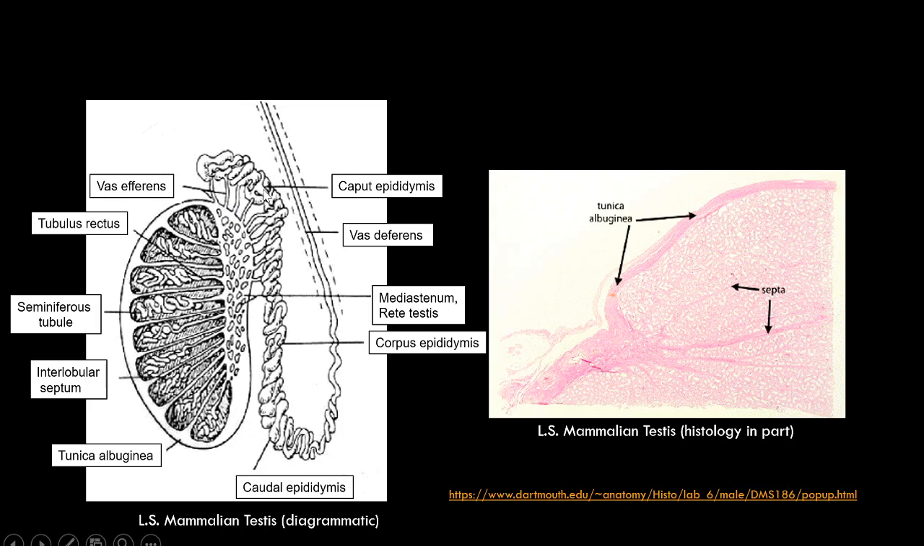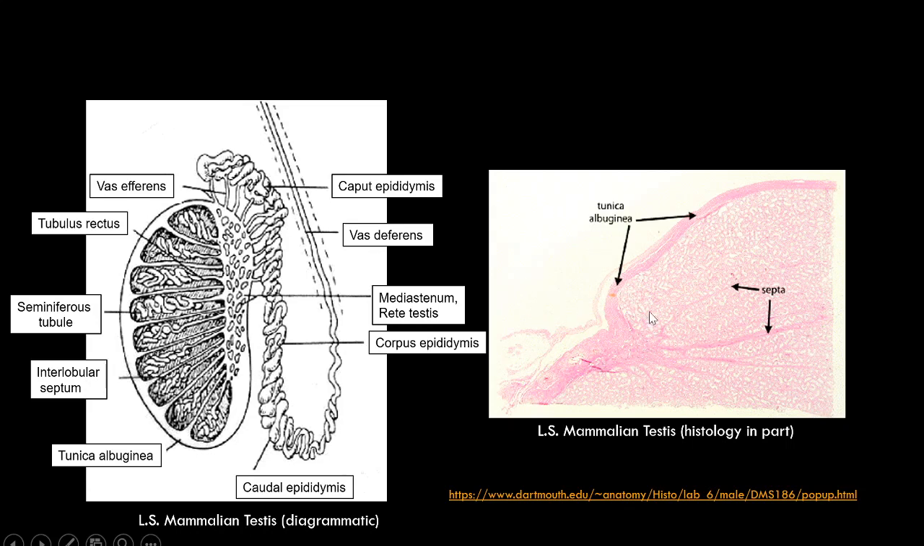They lead into the epididymis, which is divided into three parts: the proximal part, which is the caput epididymis, the middle part, that is the corpus epididymis, and the distal part, that is the caudal epididymis, which further leads into a duct which is called the vas deferens or the sperm duct.